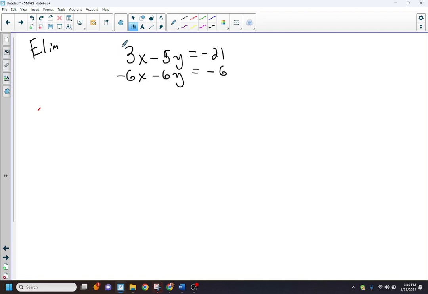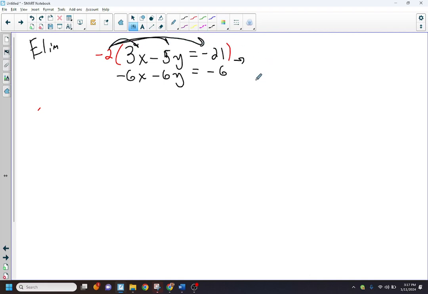Almost. No, 6. It's not going to be 2 because that would make it positive 6. So what do we actually need? We need negative 6, so we need negative 2. So I'm multiplying the top here by negative 2. Technically, negative 2 will be with everyone, okay?